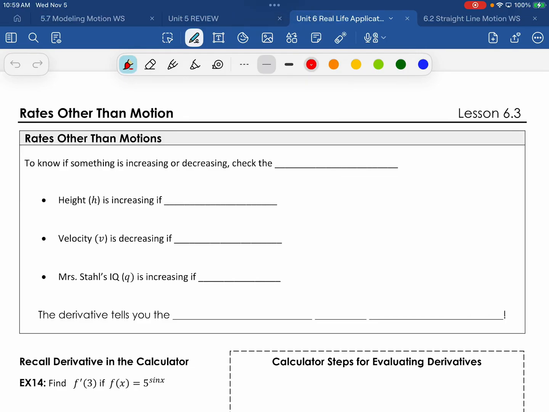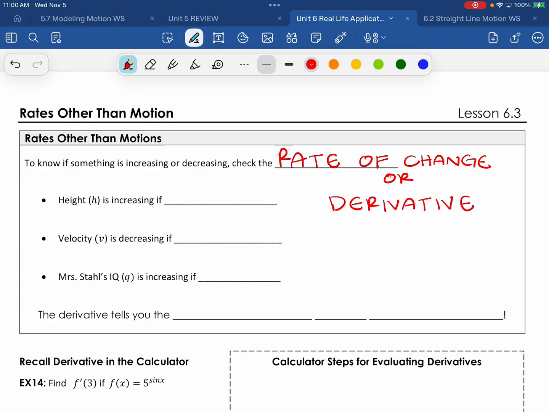than motion. So yesterday we talked about velocity, position, acceleration, all of those things, and really talking about mainly a particle moving. But we can apply rates to anything. To know if something is increasing or decreasing, you are going to check the rate of change. And the rate of change is just a derivative. The derivative is going to tell you the instantaneous rate of change. So the rate of change at one specific number.